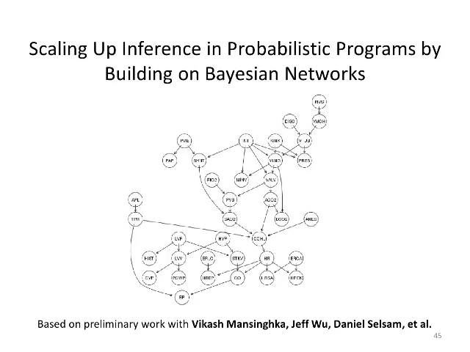Okay, so now we finished with examples, and I'm going to touch briefly on two things. The first work is based on preliminary work with Vikash Mansinghka, with Jeff Wu, with Daniel Selsam, with other people. And it's about how to scale up inference in probabilistic programs. We have a universal inference machine, and we want to make it faster, to make inference tractable.